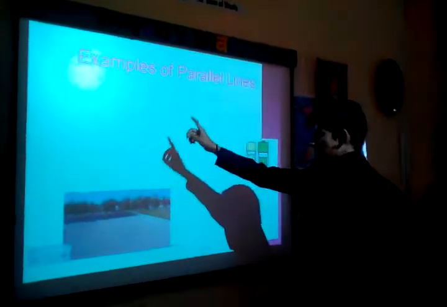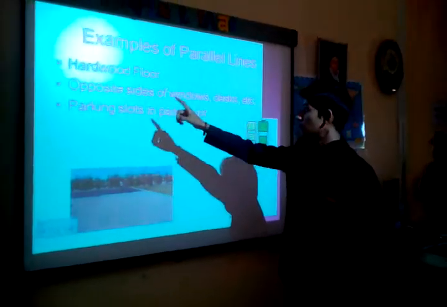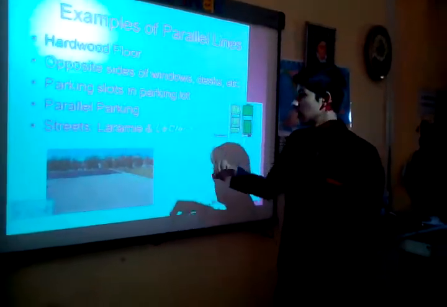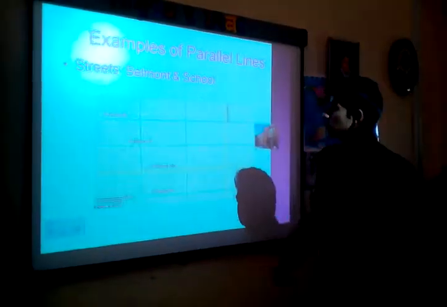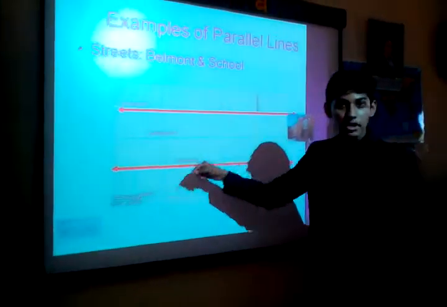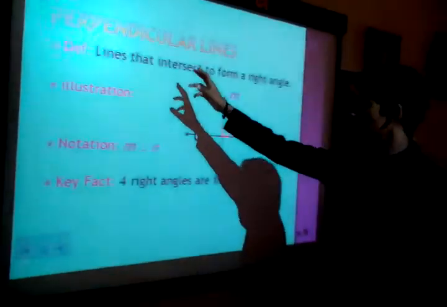Examples of parallel lines. You can see here two lines are parallel to each other, which they are not intersecting. For example, hand floor, opposite sides of windows, parking lots, streets, etc. Again, you can see here the streets where these two lines are not intersecting each other, means they are parallel lines.